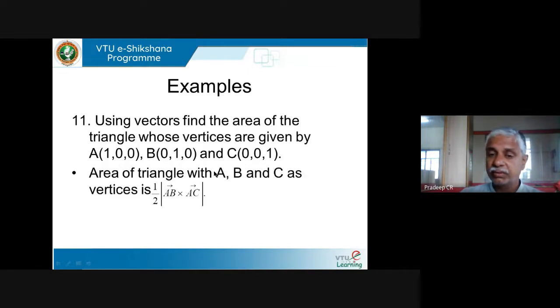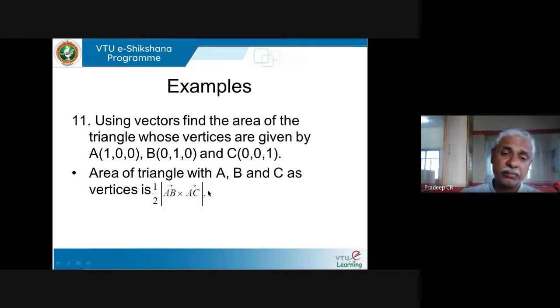The area of the triangle with A, B and C as vertices is this. This is a formula which I have not told earlier, so I am making this statement now. If I have a triangle whose vertices are A, B and C, this is easy. There is nothing much here. Mod of AB cross AC is the area of the parallelogram with AB and AC as two of its sides. Half of it is the area of the triangle. That's all.